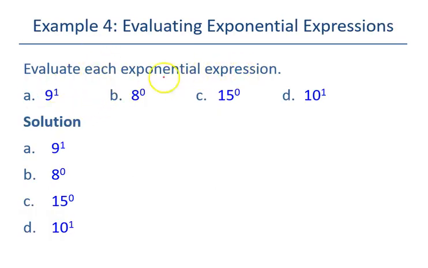Evaluate each exponential expression. We've got 9 to the power of 1. Well, what is 9 to the power of 1? Remember, that is just itself. So 9 to the power of 1 is just 9. Well, remember, 8 to the power of 0 is like saying 8 divided by 8, which is just going to be 1. And then here we've got 15 to the power of 0. Well, same thing. That's just going to be 1. Doesn't matter what it is. And then 10 to the power of 1. Well, that's just going to equal itself. Remember, that's like saying times 10. Well, 10 times what? That's just it. 10.